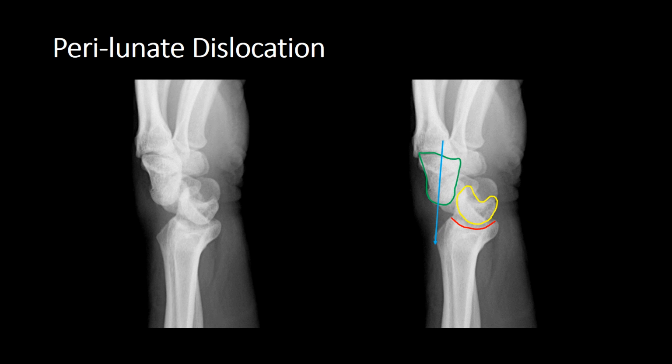Now let's draw a line through the middle of the capitate, and we can quite clearly see that that line as we come out does not bisect either the lunate or the radius, indicating that there is a perilunate dislocation.